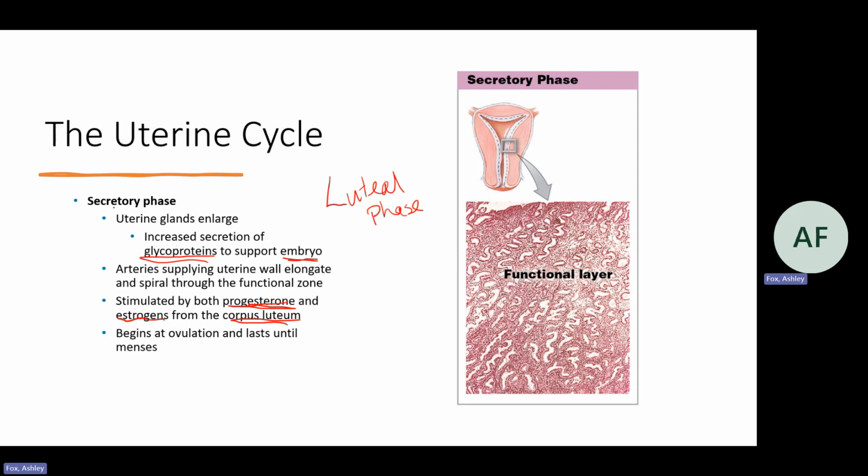So the proliferative phase is the follicular phase. After ovulation, when we have a corpus luteum, that's when the uterus changes into the secretory phase as well. So you can see there's a lot of large glands here, a lot thicker. You can see all the changes that are happening because you've ovulated, and you're waiting for potential fertilization to occur in the uterine tubes. So you're preparing for fertilization to occur and then implantation.